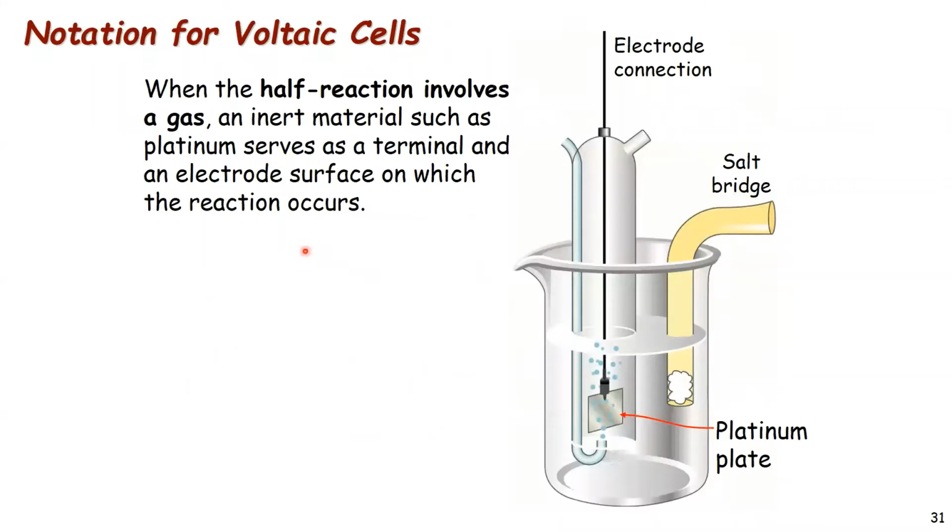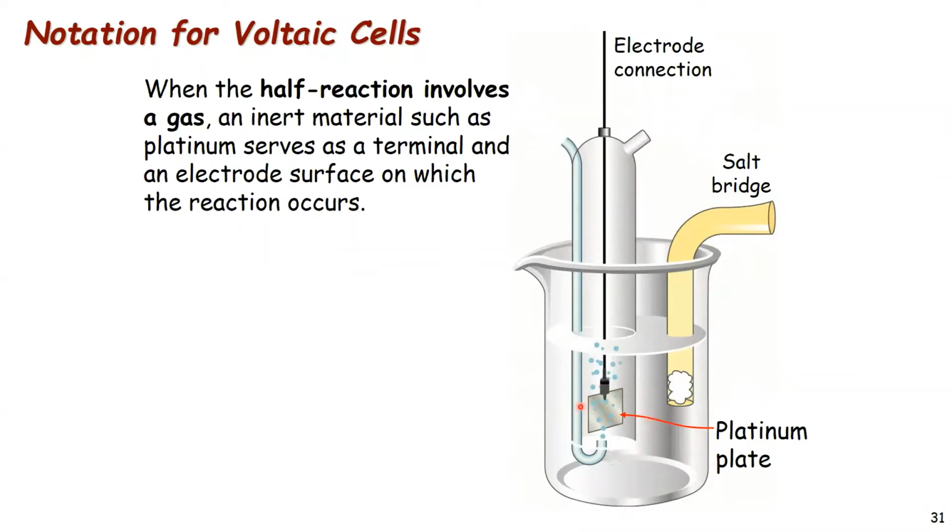Now, to measure each of the half reactions, we need a standard. We need somewhere to start. And to do that, we're going to use a special type of electrochemical cell that uses a gas. So in this particular case, we're going to look at a hydrogen electrode, okay?